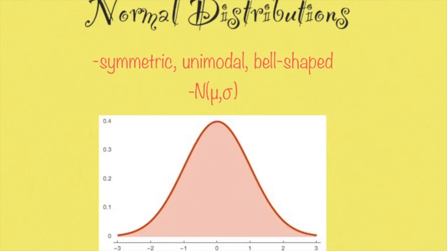Now for normal distributions. Normal distributions are always symmetric, unimodal, meaning there's one single peak, and bell-shaped, and they are described by the mean and the standard deviation, and this is how you write out the distribution. In a normal distribution, the mean is always equal to the median, and it's located at the center right below the peak. But be warned, not every symmetrical distribution is normal.